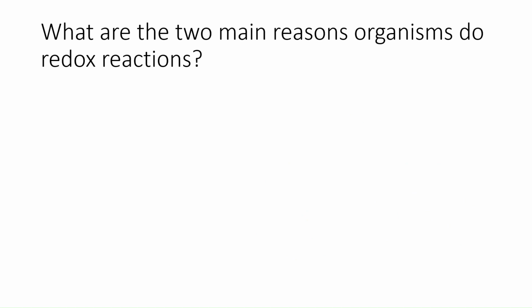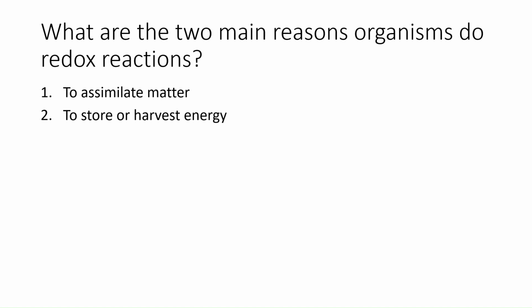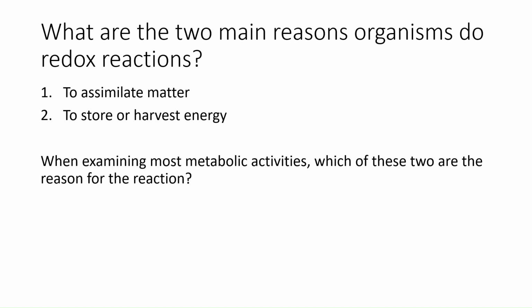There are two main reasons that organisms do redox reactions. One is to assimilate matter. So if you want to combine different atoms to each other, you're going to be doing a redox reaction. And the other is, again, to store and harvest energy, like we see with photosynthesis or cellular respiration. And so we can always ask ourselves when looking at a metabolic activity, which of these two purposes are being met? Is it done to store or assimilate matter, or is it done to harvest or store energy?